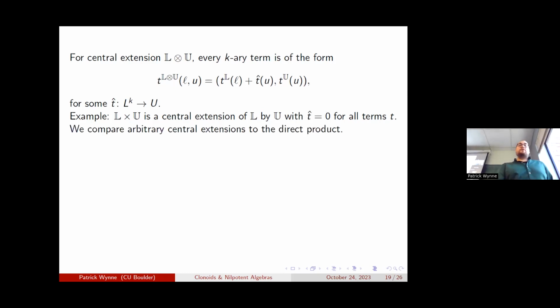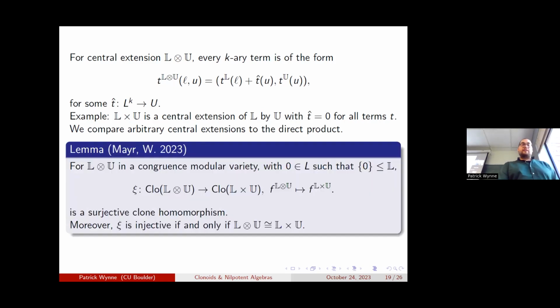And now we can compare arbitrary central extensions to this direct product. So if we have an extension of L by U in a congruence modular variety, with the assumption that we have this one element subalgebra of L, then we have this ψ from the clone of L ⋊ U into the clone of L direct product U, which takes some function F and maps it to the interpretation of F in L times U. This is a surjective clone homomorphism. And this function is injective exactly when this central extension is already just the direct product.